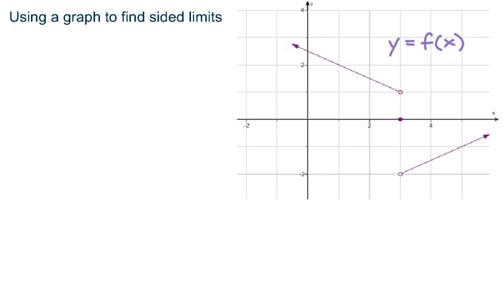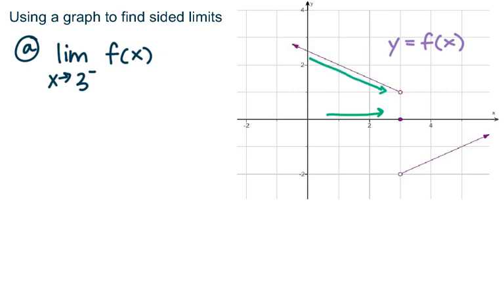If I were to ask you to find the limit, so we're going to find the limit as x approaches 3 from the left of this function. Approaching 3 from the left means we are traveling from the left towards 3. And the value we are approaching but never reaching would be positive 1.